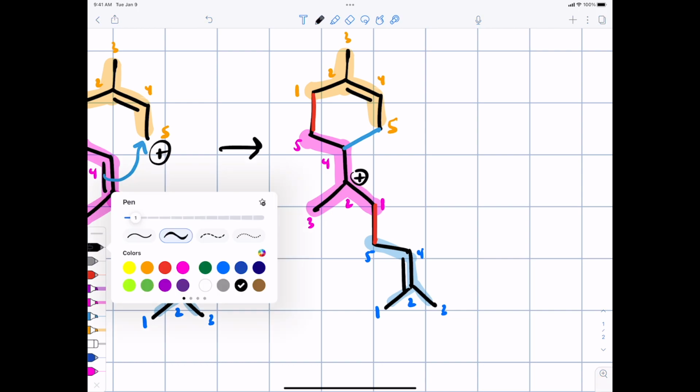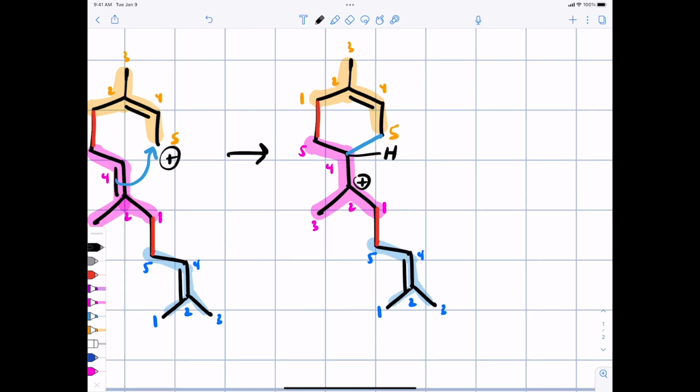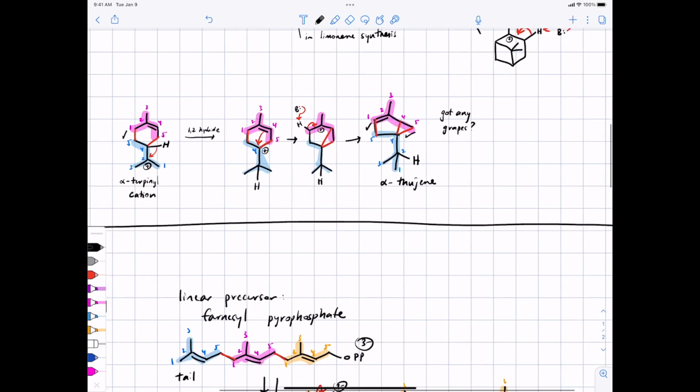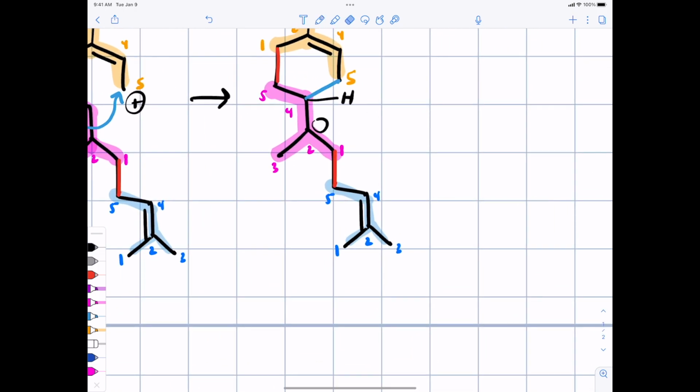So maybe a carbocation rearrangement. You've done that before too. We've done this exact same thing when we went to make alpha thujene, and we saw connectivity that we could only explain through a carbocation rearrangement. So let's go ahead and do that.